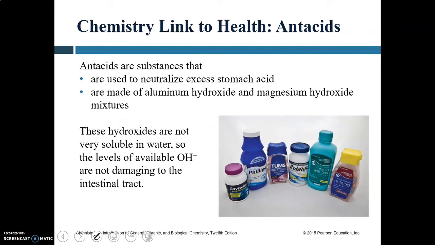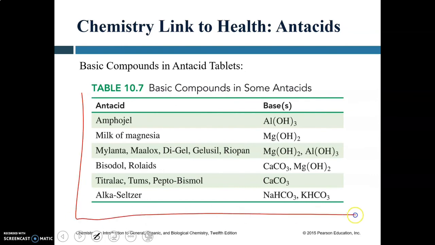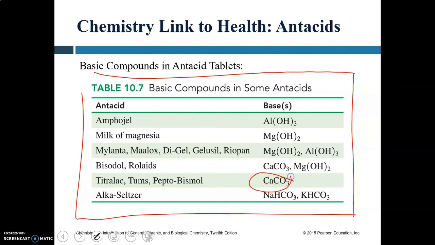The neutralization reaction is the basis for the action of antacids, substances used to neutralize excessive acid in the stomach, usually made out of aluminum hydroxide and magnesium hydroxide. These hydroxides aren't too soluble in water, so the levels of hydroxide ion can be damaging to the digestive system. So here are some components of different antacids: calcium carbonate, magnesium hydroxide, aluminum hydroxide.